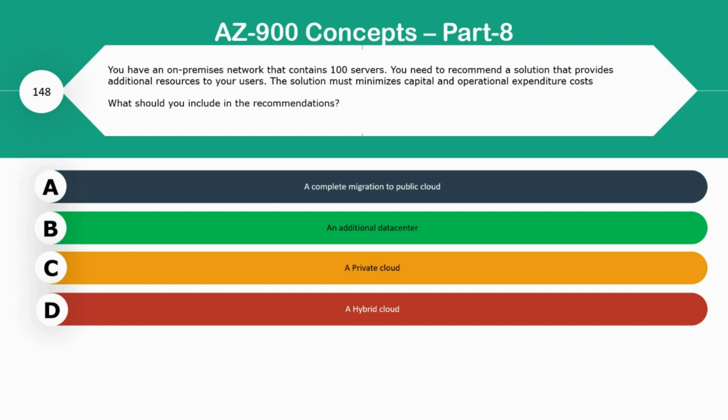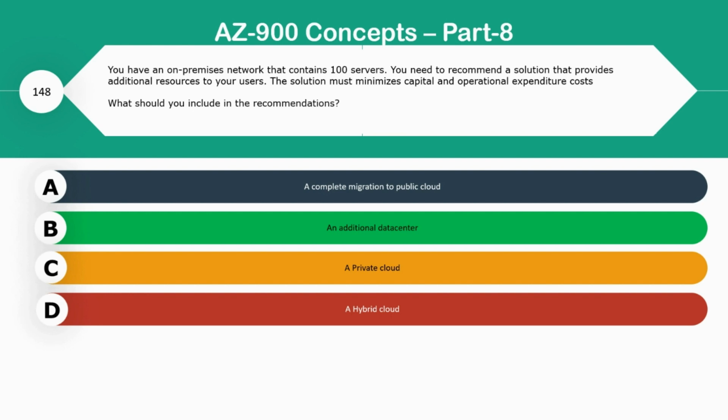Next question, you have an on-premises network that contains 100 servers. You need to recommend a solution that provides additional resources to your users. The solution must minimize the capital and operational expenditure cost, that is capex as well as opex. What should you include in your recommendation? Option A, complete migration to public cloud. Option B, an additional data center in addition to whatever you have. Option C, a private cloud. Or option D, a hybrid cloud.